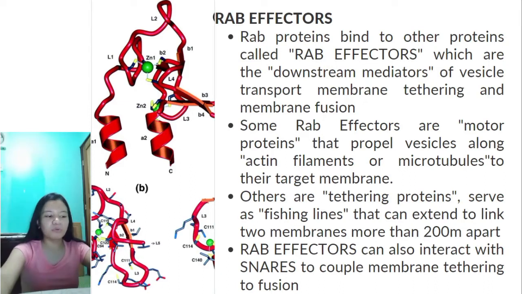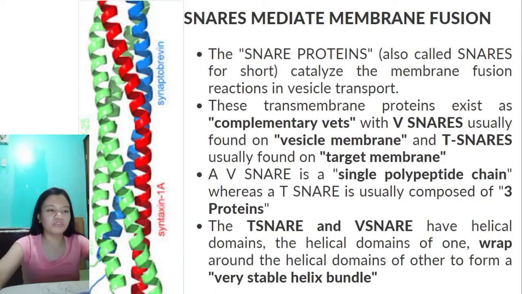Additional kay tethering proteins, bukod sa kaya nitong mag-link ng two membranes more than 200 nanometers apart, si tethering protein nakikipag-interact din siya sa mga wide variety ng mga ibang proteins na nagpa-facilitate ng membrane fusion step. So, let's proceed to SNAREs mediate membrane fusion.